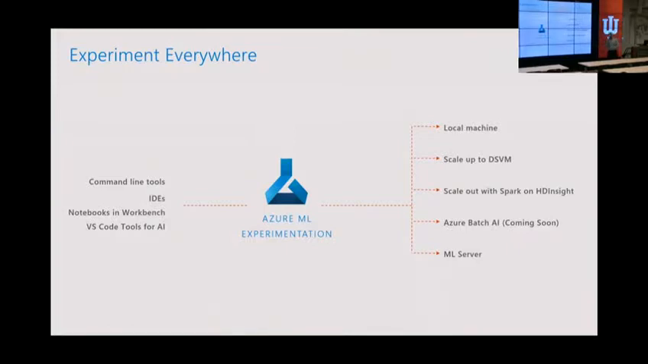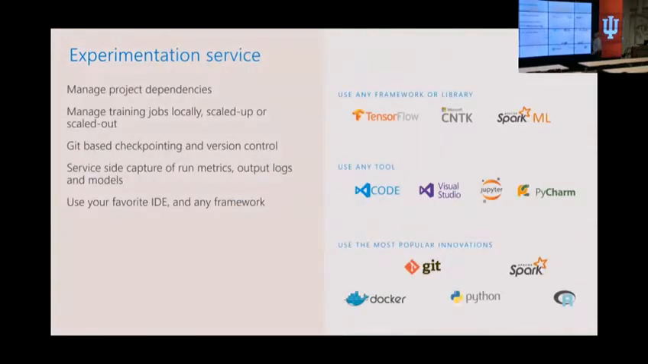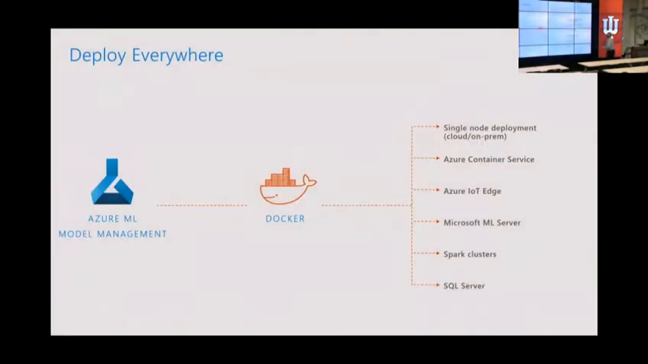Okay. So the experimentation service, like I said, can run anything you want. You use your favorite IDE and any framework. The challenge we had before is you had to use our cloud. Now you can use Visual Studio, Spark, ML, Git, Docker, anything you want. You bring your own IDE to this. It's pretty nice. Model management services, this is what we used a lot, Steve, Dustin, and I.